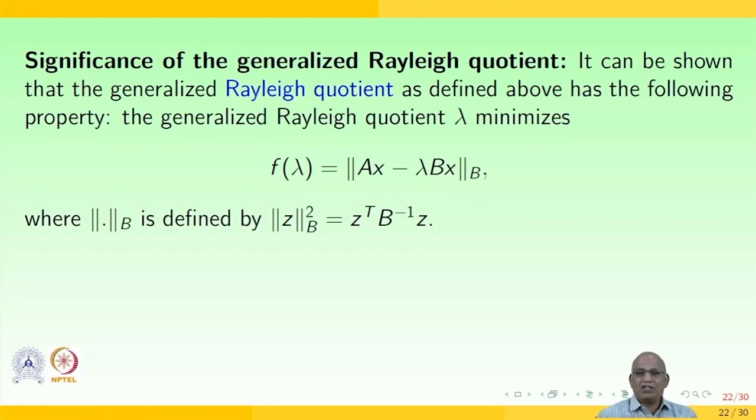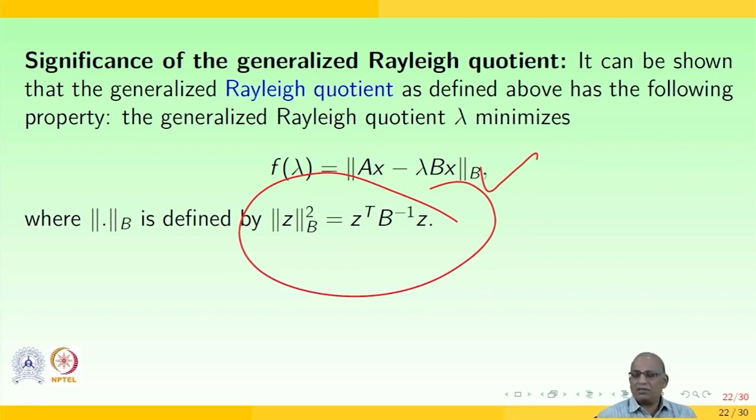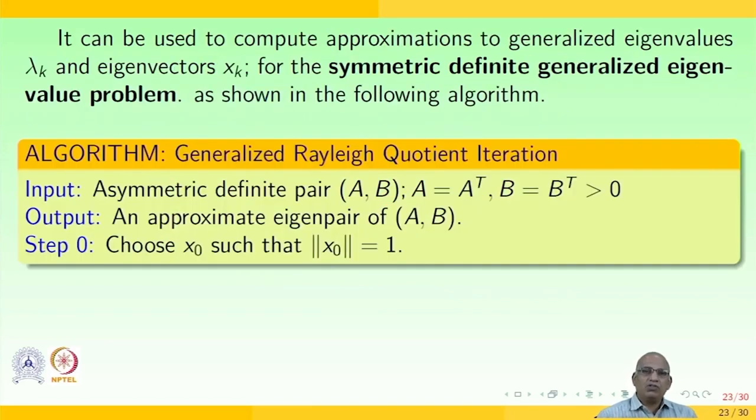Significance of the generalized Rayleigh quotient: it can be shown that the generalized Rayleigh quotient as defined above has the following property. The generalized Rayleigh quotient lambda minimizes F(lambda) = norm of (AX minus lambda BX), that is the B-inverse norm, where the norm is defined as norm of Z equals Z transpose B inverse Z. It can be used to compute approximations to generalized eigenvalues lambda k and eigenvectors xk for the symmetric definite generalized eigenvalue problem, as shown in the algorithm.